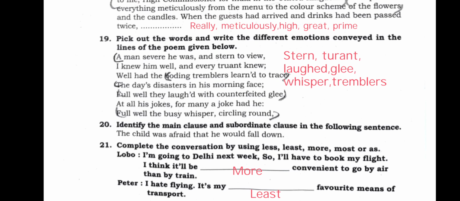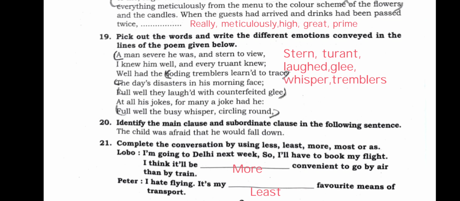So pick out the words and write the different emotions conveyed in the lines of the poem given below. A man severe he was and stern to view. I knew him well, and every truant knew; well had the boding tremblers learned to trace the day's disasters in his morning face. Full well they laughed with counterfeited glee at all his jokes, for many a joke he had. Full well the busy whisper circling round. So stern, laughed, glee, whisper, trembles, disasters. So these are some of the emotions.